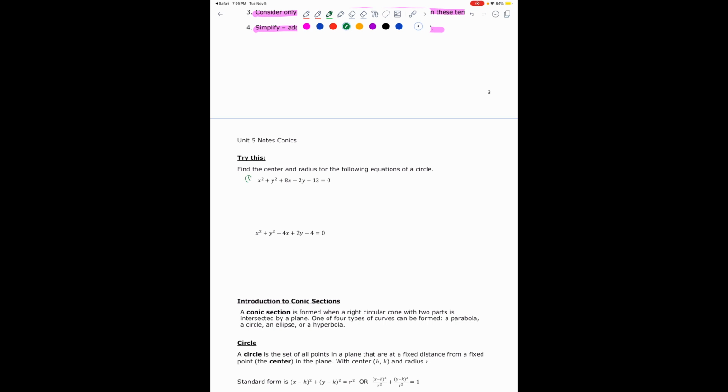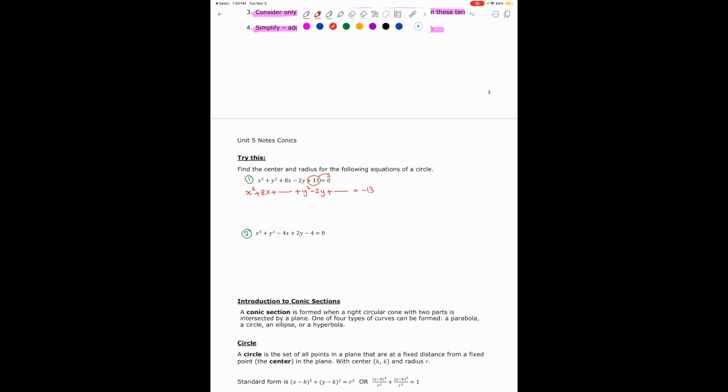I'm going to name this number 1. I'm going to name this number 2. So for number 1, I will convert it here. So I'm going to gather the x terms together and plus some number. And I gather the y terms together plus some number. And I will take this to the other side. So I'm going to subtract 13 from both sides, minus 13.